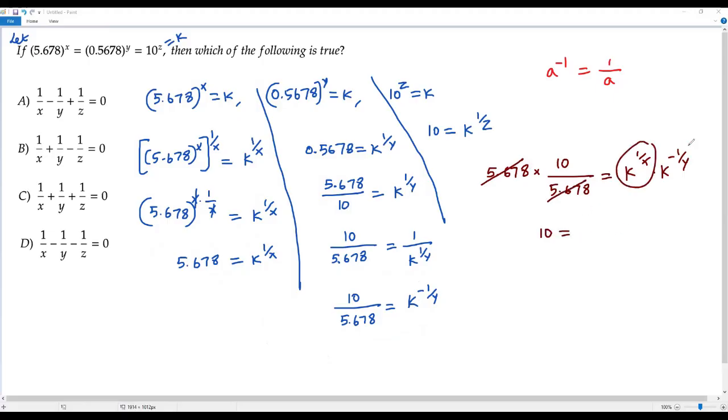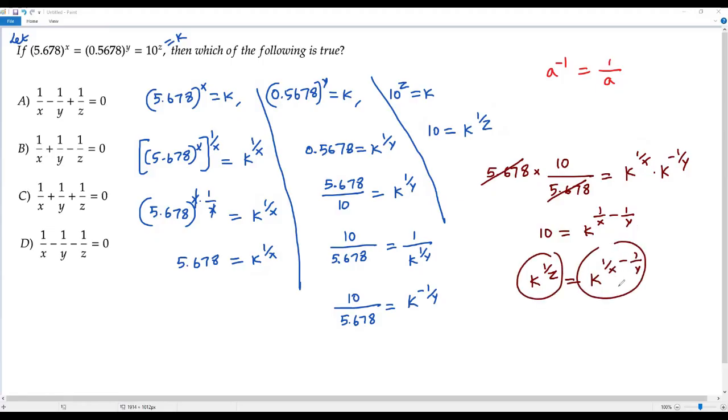On the right side, we multiply two powers with the same base, that is k. Whenever we multiply two powers with the same base, we can keep the base and we have to add the exponents. When I add the two exponents, I'm getting 1 over x minus 1 over y. And here already we got the value that is equal to 10. That is 10 equals k to the power of 1 over z. We can plug in this k to the power of 1 over z for this 10 over here. Then we get k to the power of 1 over z equals k to the power of 1 over x minus 1 over y.